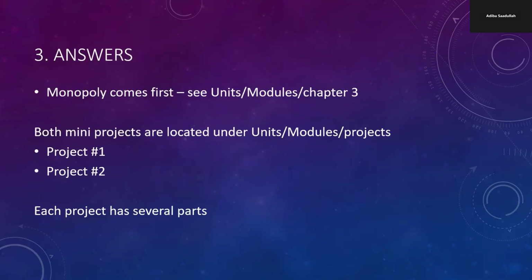Okay. So Monopoly comes first, and it's like a review of chapters one through three: debits, credits, T accounts, trial balance, and statements. Both projects are located under Units and Modules, Projects. So let's go look at that real quick. Okay. Now that I'm here, let's go.